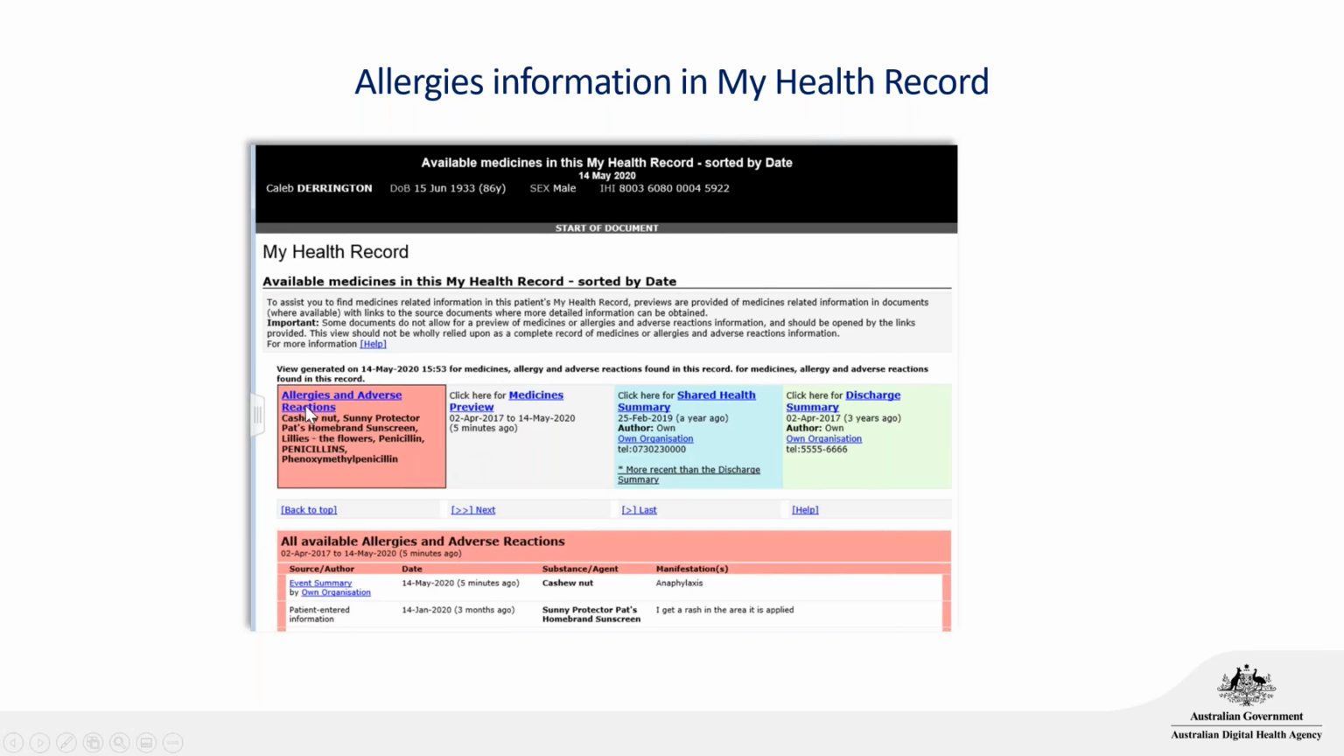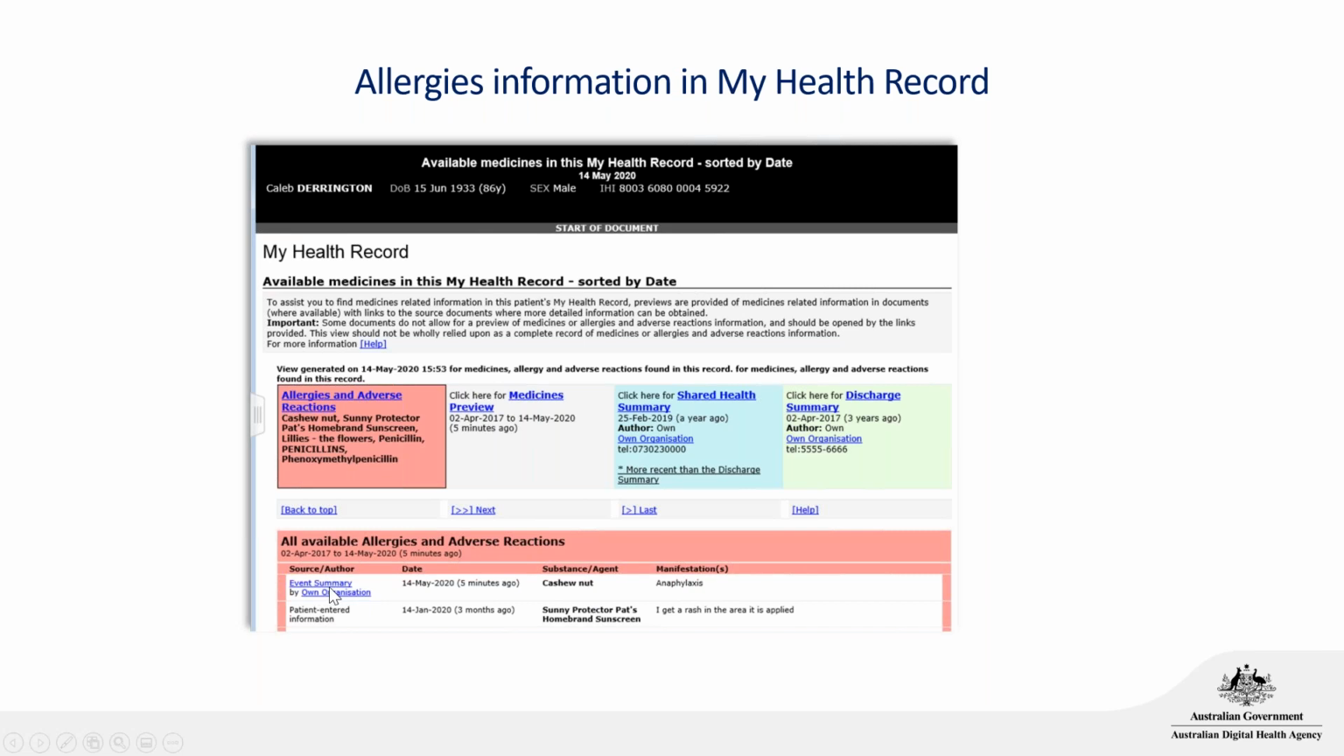For example, we also have an allergies and adverse reactions tab, and you can click on that and it will take you to the relevant section. Just wanted to demonstrate as well, you can see in this example, the patient has had an allergy added by a healthcare professional. We can see on the left-hand side, it tells us that it was an event summary that was uploaded for this patient.